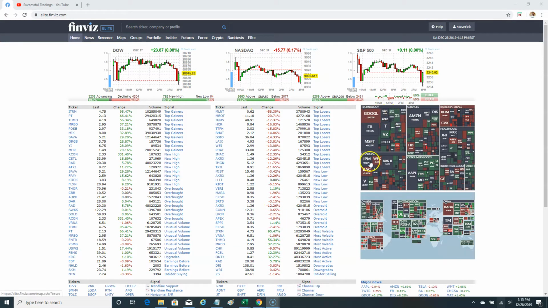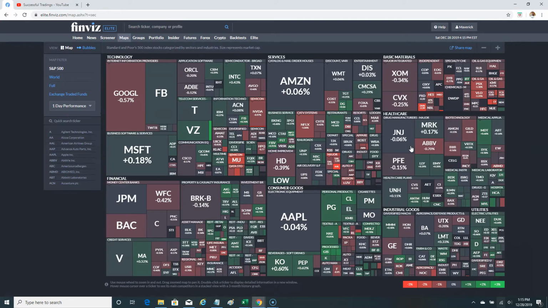Here on the right hand side, there is this map. We can get to that here in detail, or you can just click on it and it will pop up so that you can see in detail what's going on. So that's the map section.